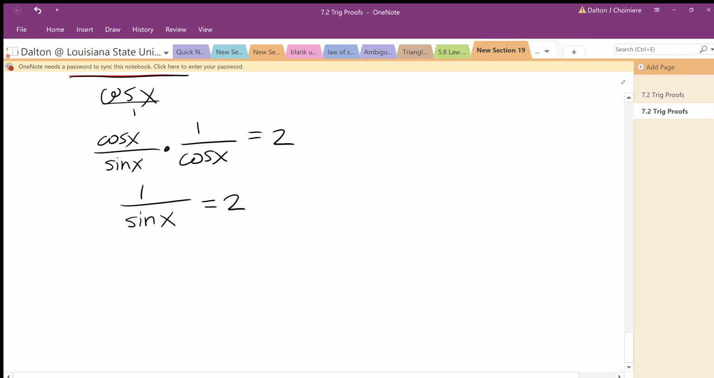Now, technically, you're down to one trig function, although we really should use the reciprocal identity one more time to get it to look exactly like our answer should be, which is just a trig function with no fraction equals the number. So what is 1 over sine? Cosecant of x is equal to 2. So this is your answer. This is not a proof, so you don't put the little box at the end. This is your final answer.